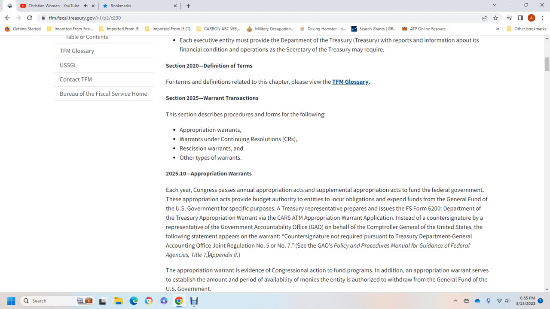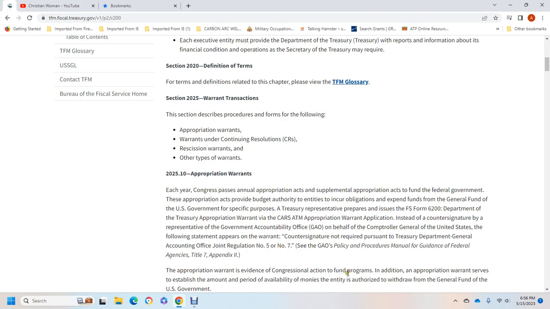Specifically, Treasury prepares the official form, FS Form 6200, Department of the Treasury Appropriation Warrant, for the countersignature of the representative of the government accounting office on behalf of the Comptroller General of the United States. The following statement appears on the warrant with the countersignature: not required under the Treasury and General Accounting Office Joint Regulation Numbers 5 and 7.